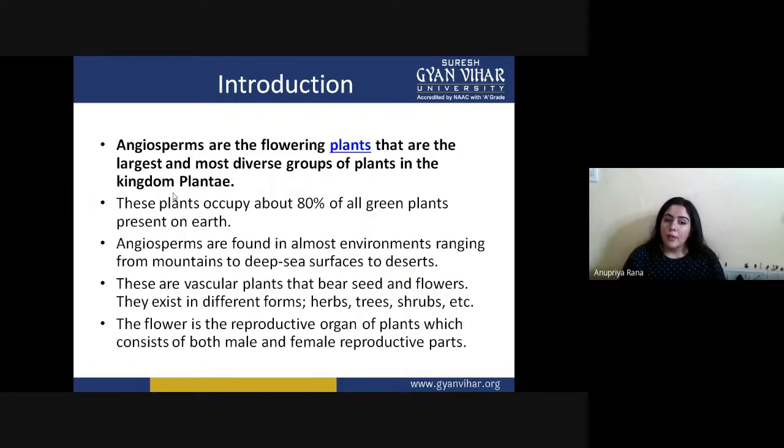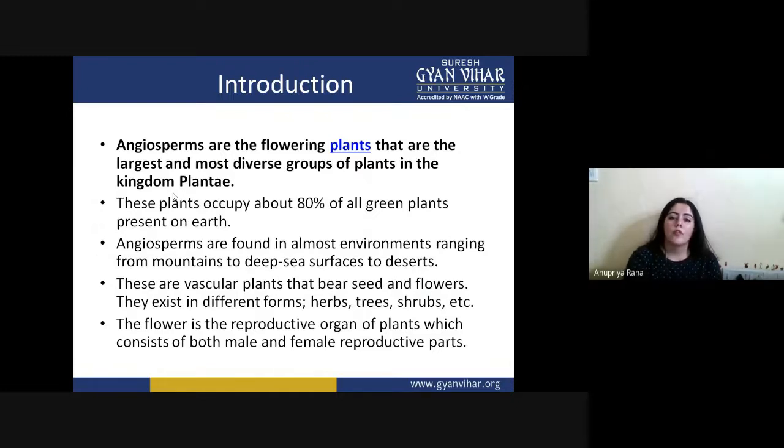These are vascular plants that bear seeds and flowers. So the third characteristic here is that they are vascular plants. We already talked about them earlier: they have seeds and flowers, and this is the fundamental characteristic feature of angiosperms, that they have enclosed seeds in a very appropriate way, and also they have flowers. They exist in different forms.